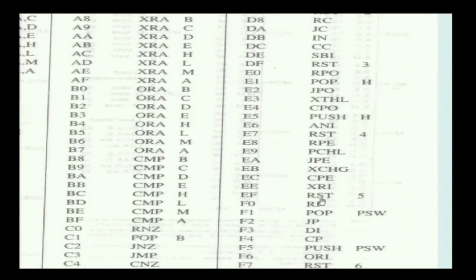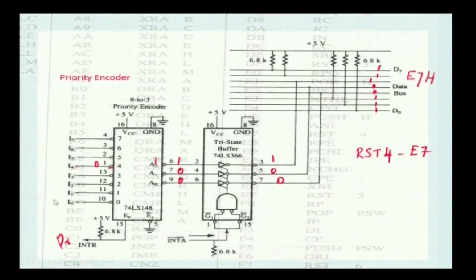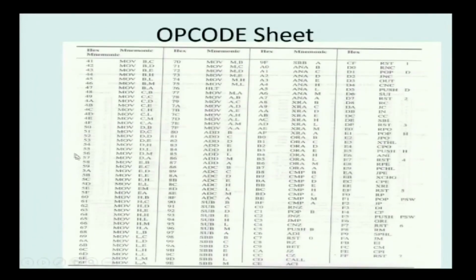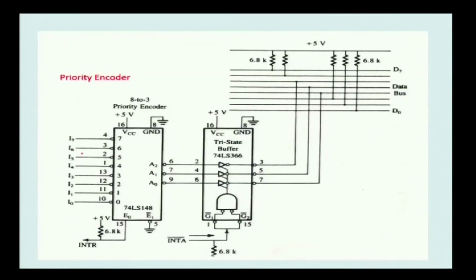Suppose you want to find the opcode for RST5. RST5 means the fifth one should be low, only I5 is selected. I5 selected means the corresponding binary equivalent 1 0 1 will be passed as the output. Then it sends the interrupt request signal to the processor, and the processor sends the acknowledgement signal. After getting the acknowledgement signal, we get the RST address opcode by using the buffer.